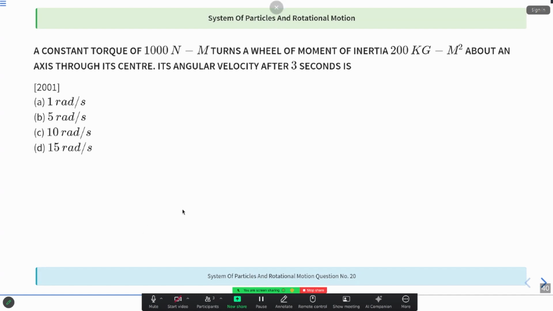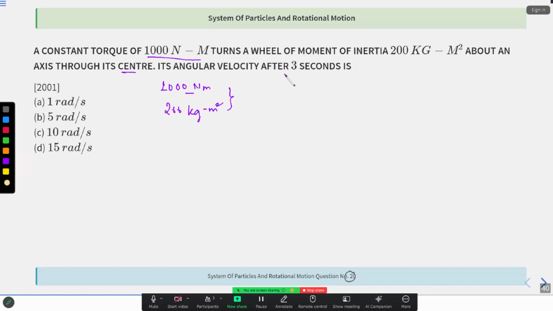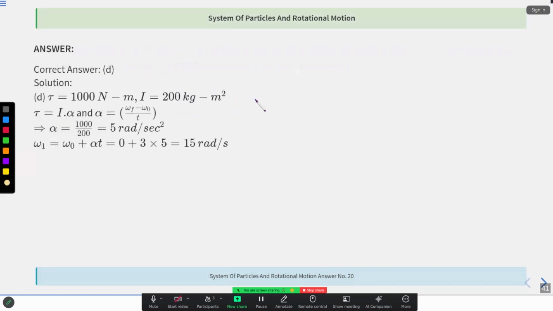I will begin with question number 20 over here, as you can see. Kindly read what they have given to us. A constant torque of 1000 Newton meter turns a wheel of moment of inertia 200 kg meter square about an axis through its center. What will be its angular velocity after 3 seconds?